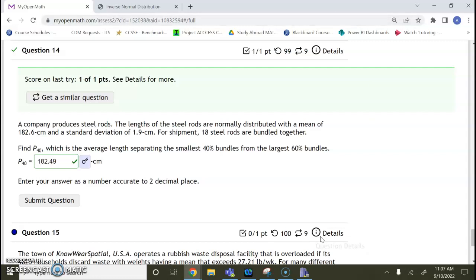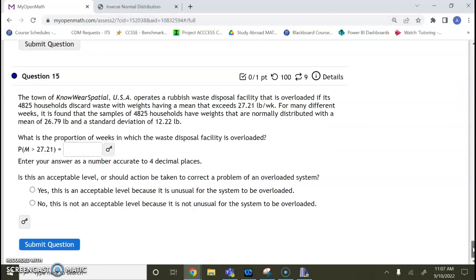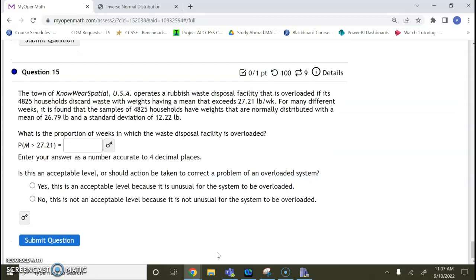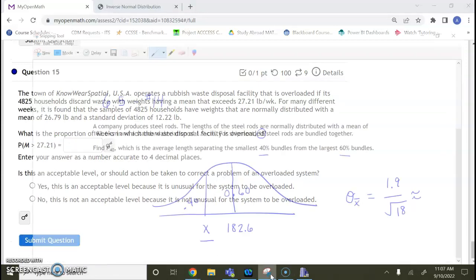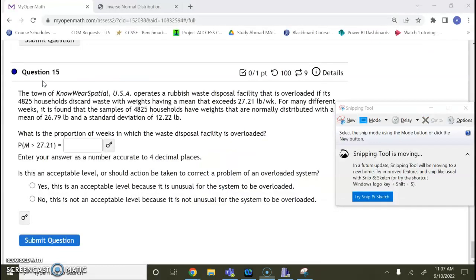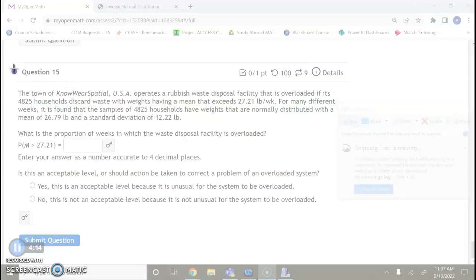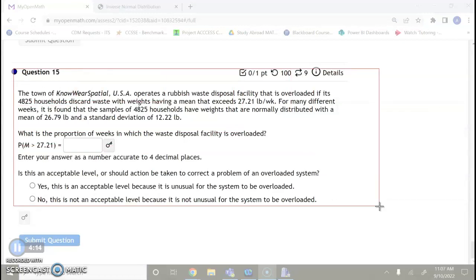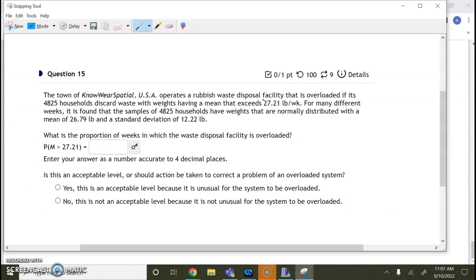The next question that we have is question number 15. So let me copy this over real quick so that I can write on the problem. I'll do 14 and 15 all in one video. Okay, so now we can write on this.